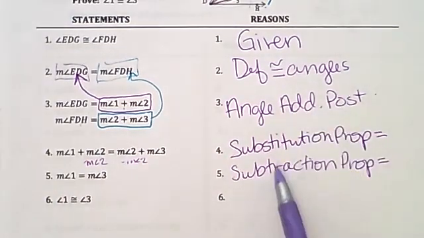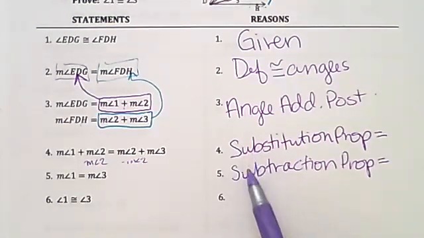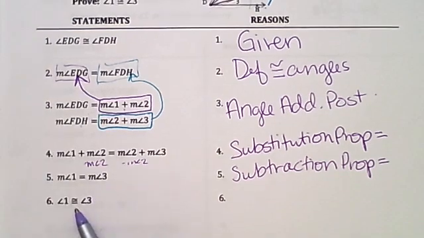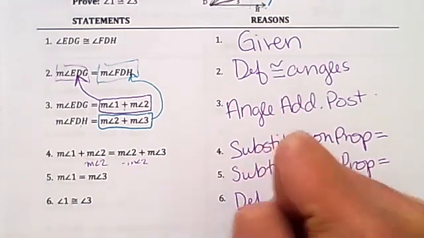This is why it's important to write out the full name, because a lot of times kids will try to just put sub prop, but substitution and subtraction are both subs. So you kind of have to write out the whole thing. So substitution, subtraction. And then lastly, we go from equal sign to congruent symbol. So their measures are equal. Now we're saying the angles are congruent. And so that's definition of congruent angles.